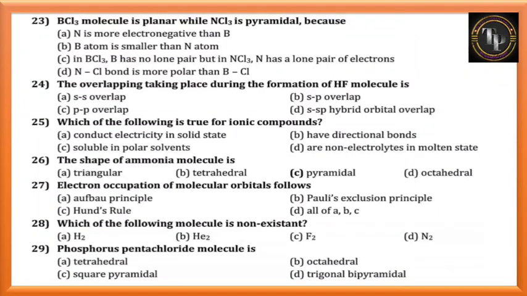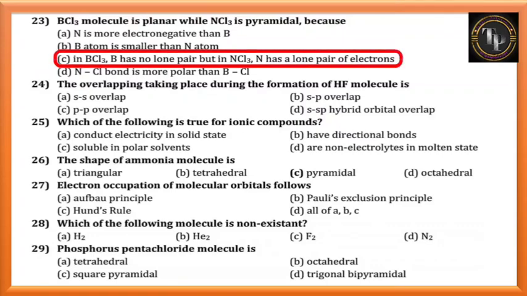BCl3 molecule is planar while NCl3 molecule is pyramidal, because BCl3 has no lone pair of electrons, but NCl3 has a lone pair of electrons. The overlapping taking place during the formation of HF molecule is sp overlapping. Which of the following is true for ionic compounds soluble in polar solvents?